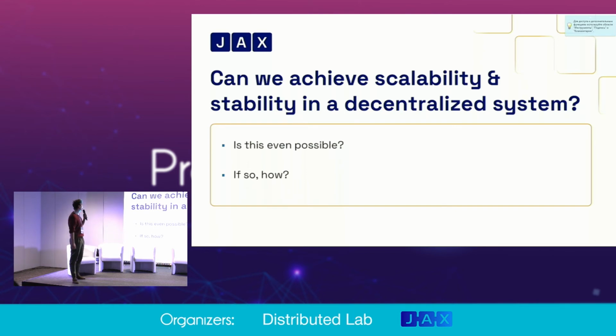So, can we achieve scalability and stability in a decentralized system? Is it even possible? And if it's possible, how can we do it? We have taken this huge detour into what is money, and why inflation or deflation is bad for consumers, and now I would like to present briefly our solution, and I hope we can have a debate on that.